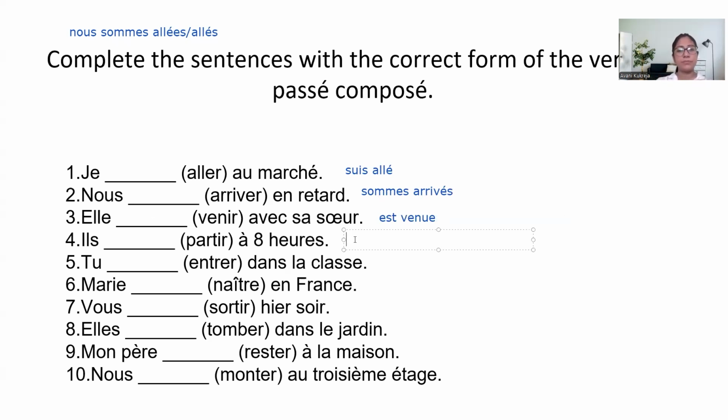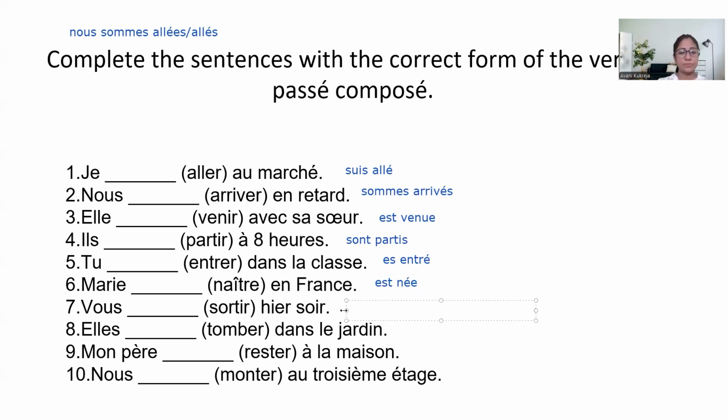Ils sont partis, with an S. Tu es entré. Entré. Very good. Marie est. What is the past participle of être? Né. Okay. Now we'll add an extra E because Marie is a girl.